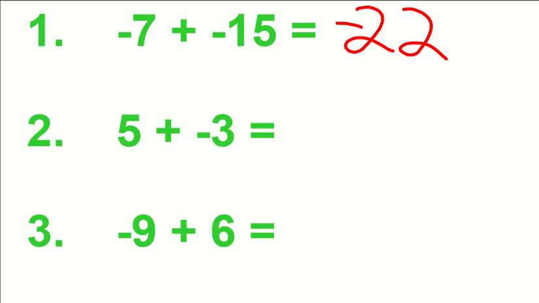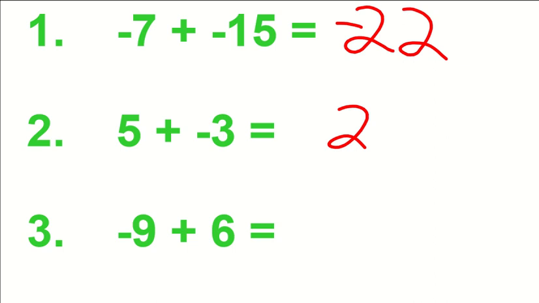Number 2, 5 plus negative 3. Lacey, 2 is correct. Signs are different, so we subtract. 5 minus 3 is 2. We use the sign of the larger absolute value, the bigger number. That is 5. 5 was positive, so that makes it positive 2.